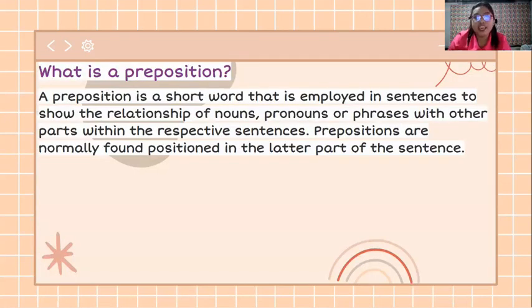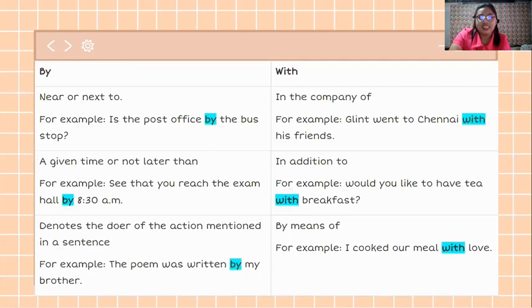What is a preposition again? So here is the generalization of the definition of preposition. A preposition is a short word that is employed in sentences to show the relationship of nouns, pronouns, or phrases with other parts within the respective sentences. Prepositions are normally found positioned in the latter part or in the end part of the sentence.